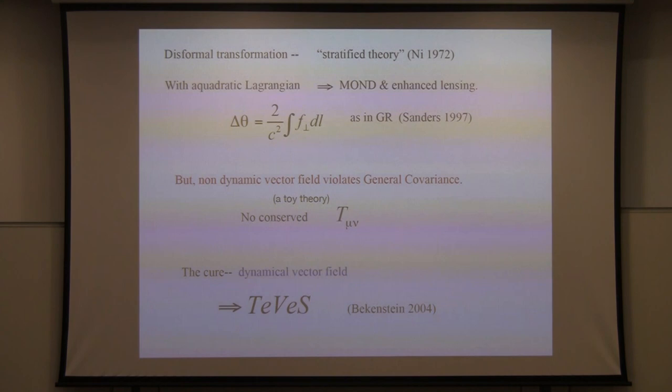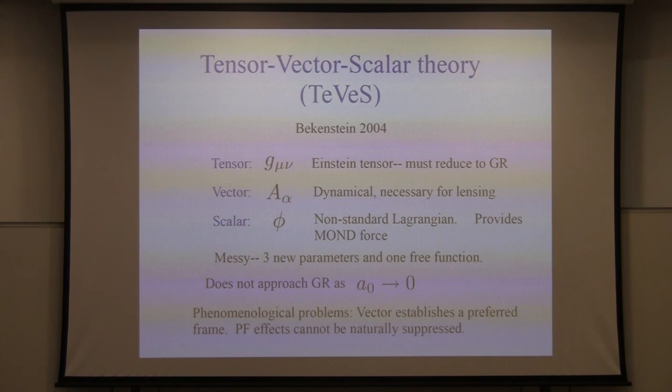Now, it's a more complicated theory because there are three fields. There's the tensor field, the gravitational, the Einstein tensor, which must reduce to general relativity. There's the vector, which, thanks to Jacob, is dynamical and it's necessary for lensing. And there's a scalar, with a non-standard Lagrangian, which provides the Mondian force. Now it's messy. There are three new parameters and one free function, and actually, as Milgrom showed later, it does not approach general relativity as the acceleration constant goes to zero.